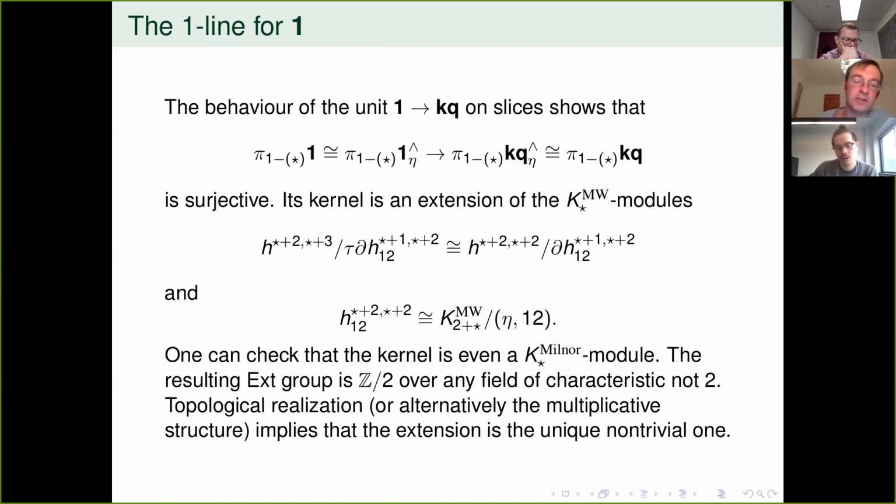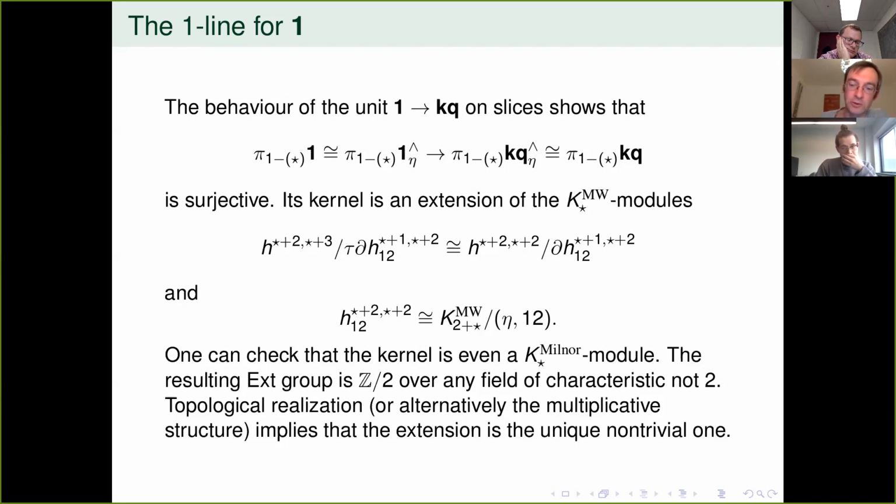And it's just a computation, but I really think this is funny. The Ext group is Z mod 2 over any field of characteristic not 2. So the extension does not depend on the field at all. There's no arithmetic property or whatsoever entering here. And then you can pass to some algebraic closure if you like. You can use topological realization or some etale realization. And then you compare with topology, where you can see that the extension is the unique non-trivial one. So you get the mod 24.